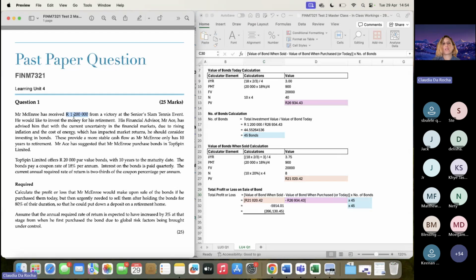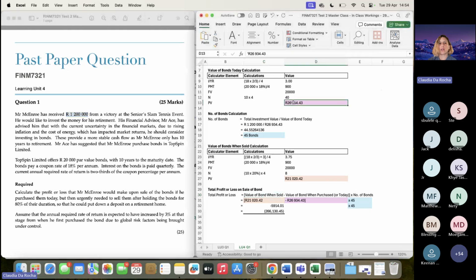Yeah, but I think the key thing is this. This is what's saying that he wants to use it. He wants to invest all of it. That's when you know there's more than one bond, because if the bond's 26, there's no way he would have used his 1.2 million.